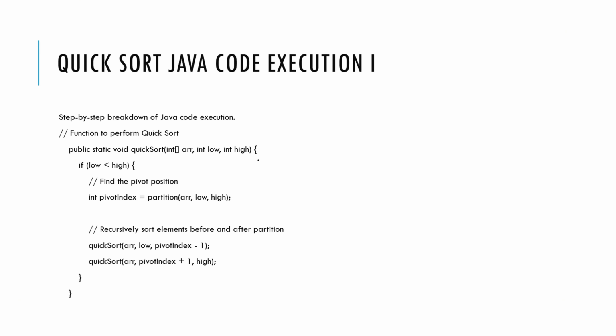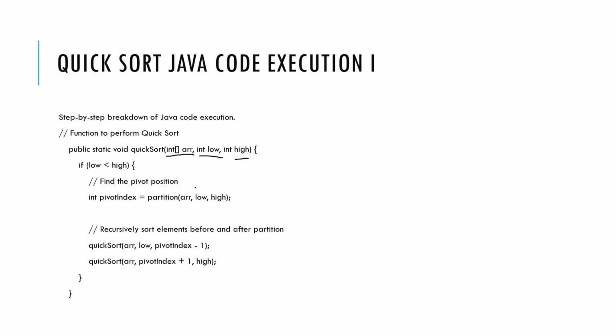How does the quicksort Java code look like? The function to perform quicksort is simple. We have the array that we want to sort. The low is the 0 position, as we said that arrays start from the 0 position, and the high position is the length minus 1.